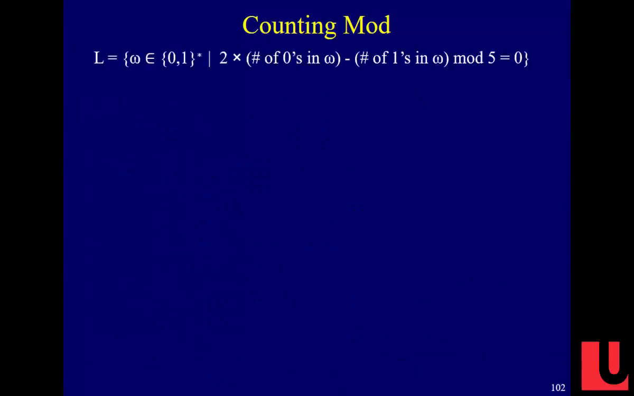All right. So here's a funny one. This is the kind of thing mathematicians love. We're going to take a string. We're going to count the number of zeros in it. We're going to count the number of ones in it. We're going to take the number of zeros and multiply it by 2 and subtract the number of ones. And then we're going to take all that mod 5. And if the answer is 0, we're going to accept.